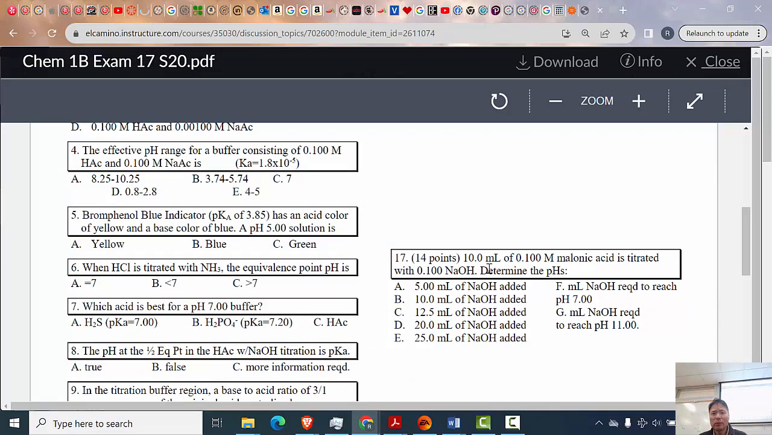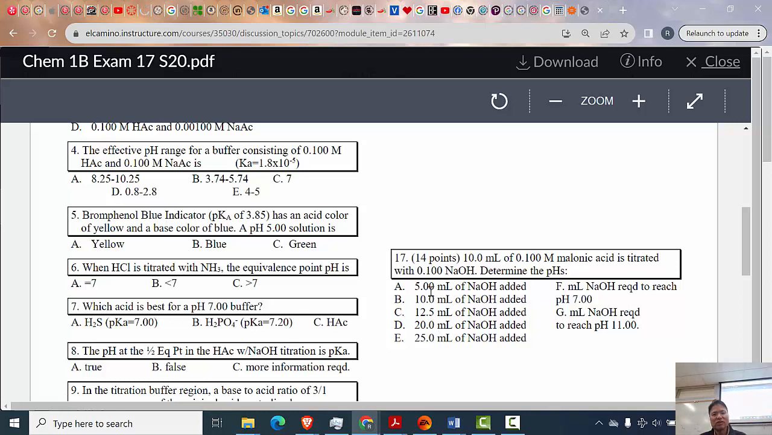Yeah, 0.100 and 0.100. So 10 milliliters of malonic acid. So it would take 10 milliliters of sodium hydroxide to reach the first equivalence point. And then it'd take another 10 milliliters to reach the second one. So 20 milliliters would hit the second equivalence point.